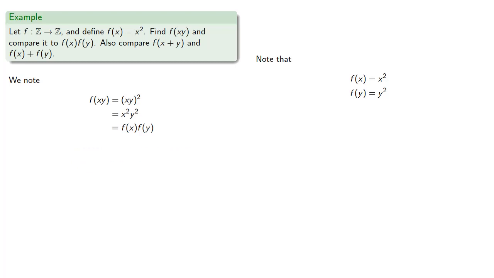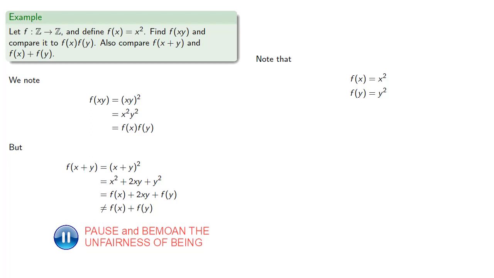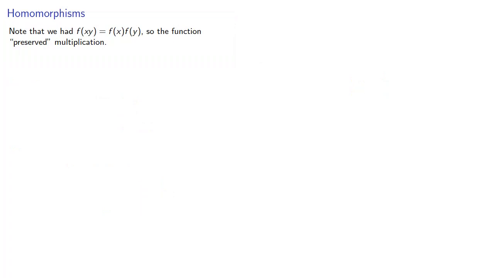On the other hand, f of x plus y is (x plus y) squared, and if we expand that out, we do see we have f of x here and f of y there, but we have this extra term, and so f of x plus y is not f of x plus f of y. And so we note that f of xy equals f of x times f of y, so the function preserved multiplication, but f of x plus y is not f of x plus f of y, so the function did not preserve addition.